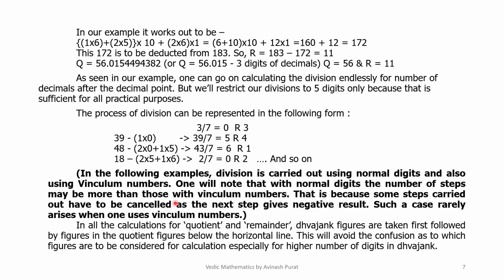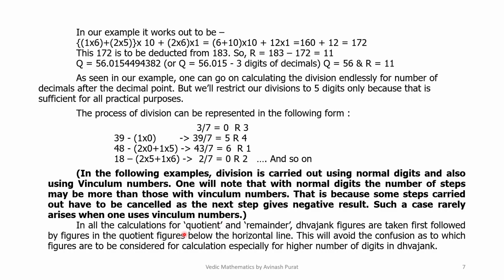In the following examples, division is carried out using normal digits and also using Vinculum numbers. One will note that with normal digits, the number of steps may be more than those with Vinculum numbers. That is because some steps carried out have to be cancelled as the next step gives negative result. Such a case rarely arises when one uses Vinculum numbers.